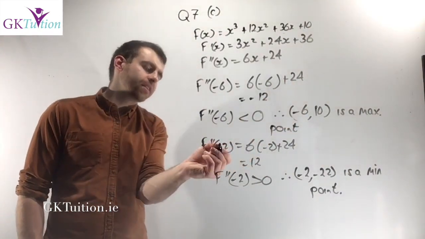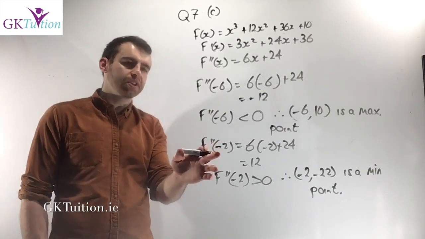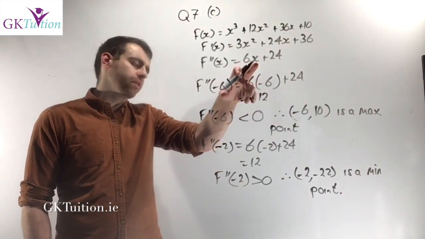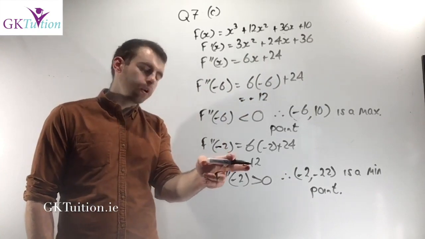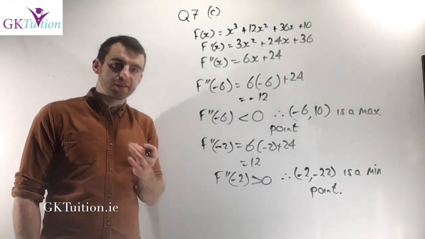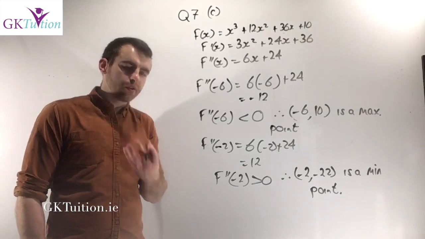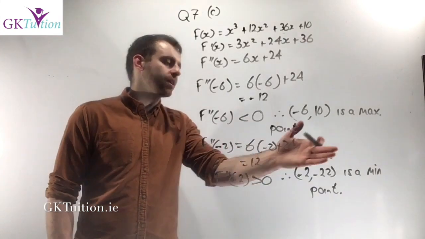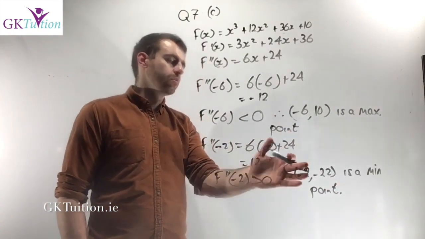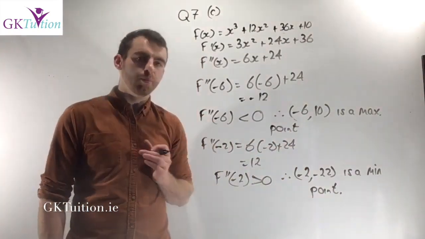What I then did was I subbed in the other x value, which was minus 2. I'm subbing it into my second derivative, so I get 6 times minus 2 plus 24. In that case, it works out as plus 12. This time it's greater than 0. If you get something greater than 0 when you sub the x value into the second derivative, that means that you're dealing with the minimum point. So (minus 2, minus 22) is the minimum point.